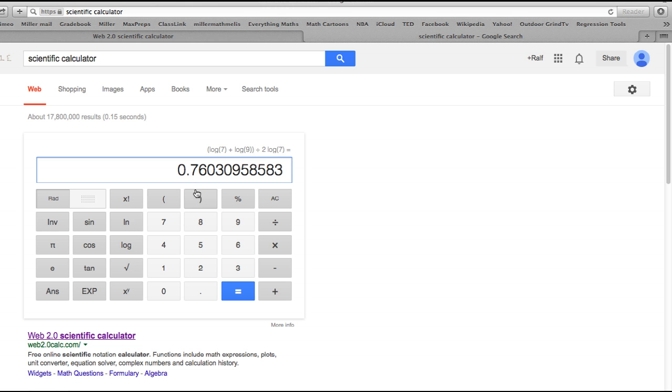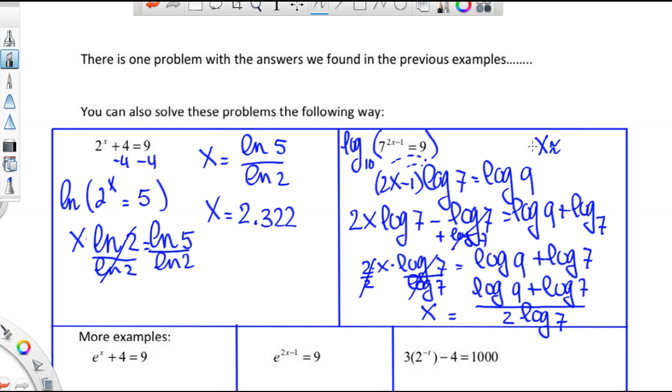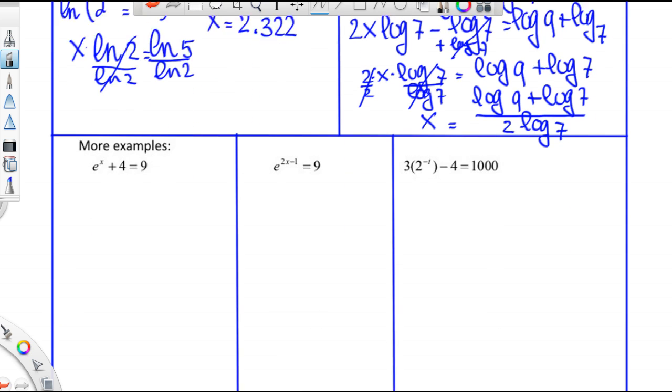You get 0.76. That's not right. Because really what's happening here is taking this quantity, so it's adding these two, then it's dividing that by 2, and then multiplying that by the log of 7. Okay? So please be very careful with this. So the correct answer should have been 1.065. Okay. A couple more examples.